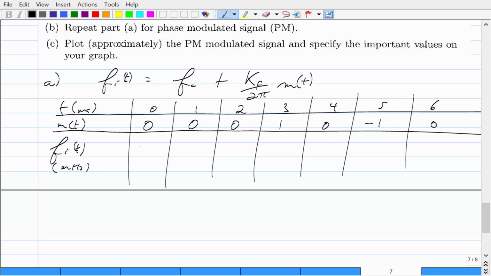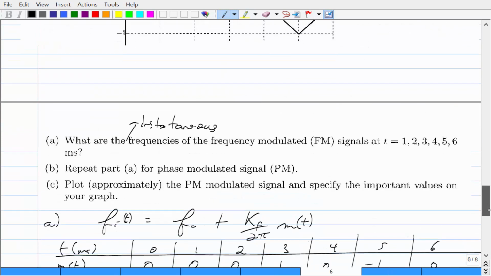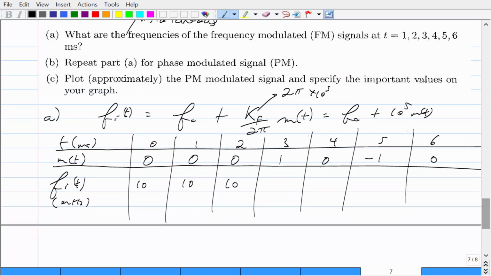If you use the above equation, this is the instantaneous frequency. So at 0, we still get 10 megahertz. At 1, you're not adding the message to 0, you still get fc, which is 10 megahertz. At 2, 10 megahertz. And then finally 3. Remember, kf, the constant, was equal to 2 pi times 10 to the 5. So this becomes fc plus 10 to the 5 m of t, because this was 2 pi times 10 to the 5. The 2 pi's cancel, you're left with 10 to the 5. So when the message signal is 1, I'm going to get fc plus 10 to the 5.